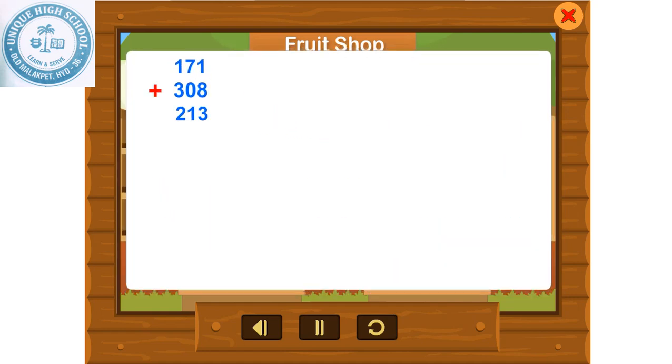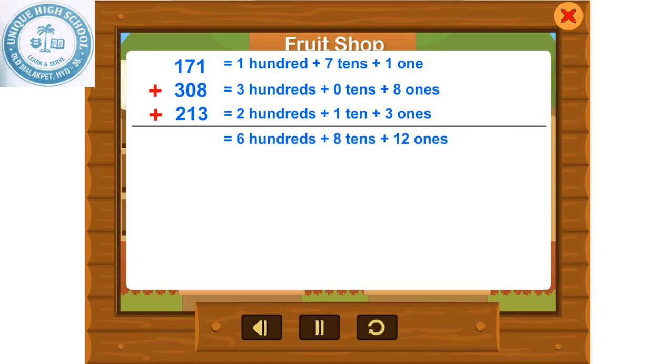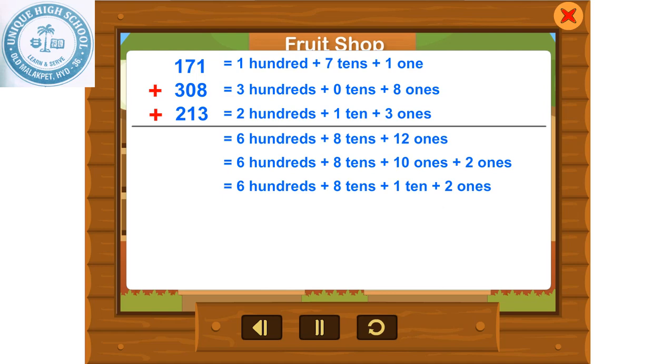171 plus 308 plus 213 equals 1 hundred plus 7 tens plus 1 one, plus 3 hundreds plus 0 tens plus 8 ones, plus 2 hundreds plus 1 ten plus 3 ones, is equal to 600s plus 8 tens plus 12 ones, is equal to 600s plus 8 tens plus 10 ones plus 2 ones, is equal to 600s plus 8 tens plus 1 ten plus 2 ones, is equal to 600s plus 9 tens plus 2 ones, is equal to 600 plus 90 plus 2 is equal to 692.